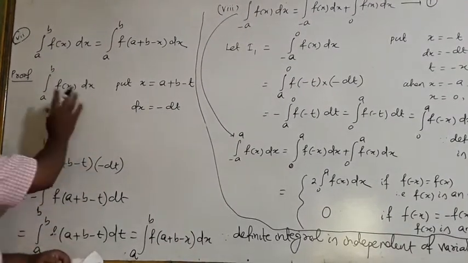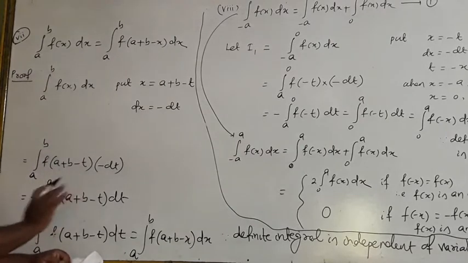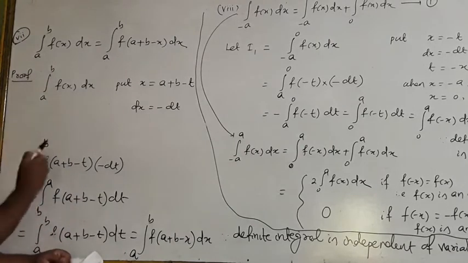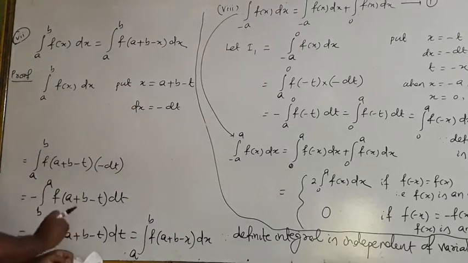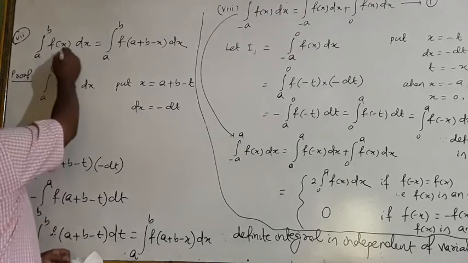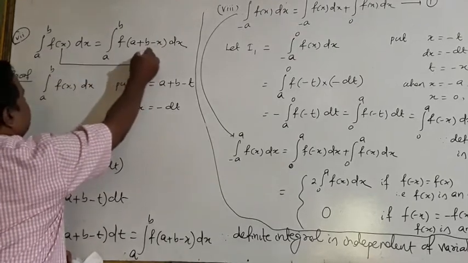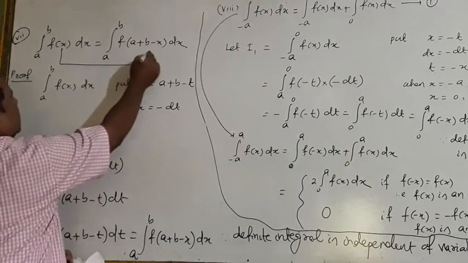I am explaining it again. Look at here. Again look. Very slowly I am telling you. Now I am putting x is equal to a plus b minus t. Why am I putting this here? Look at here. In place of x, what is written? A plus b minus x.